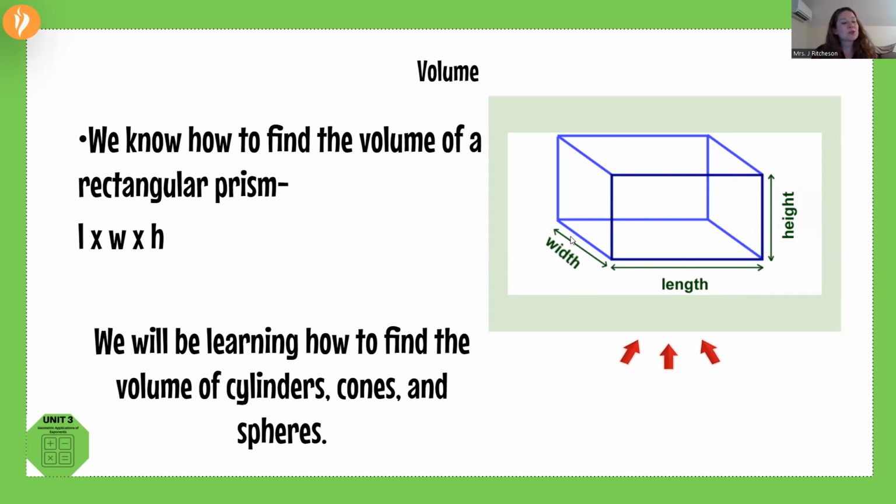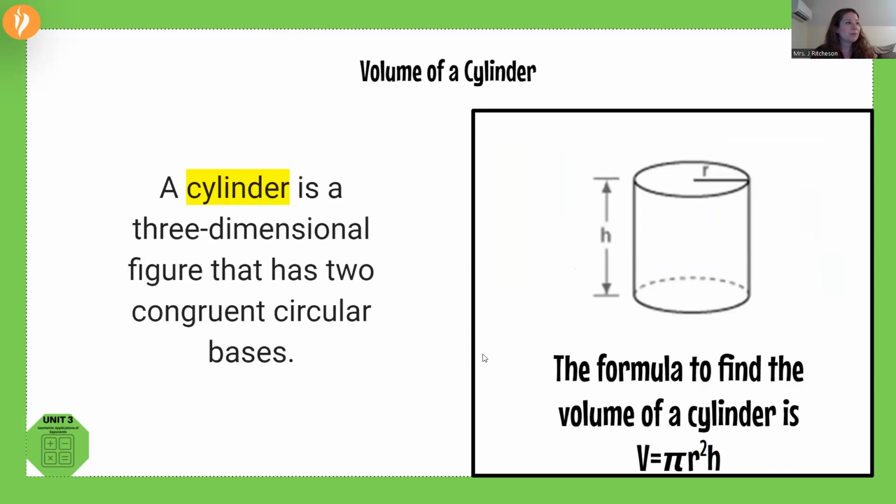So if this was a rectangular prism and this side was 2, this side was 4, and this side was 5, what would we do? We would simply multiply 2 times 4 times 5. And that would be how much this box could hold, which is what volume is. So today we're going to look at cylinders, like I said.